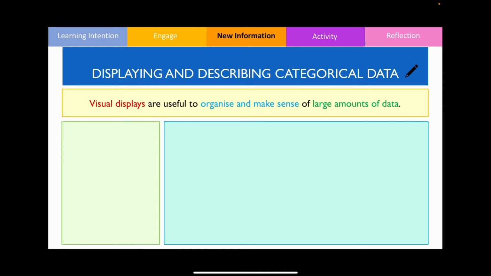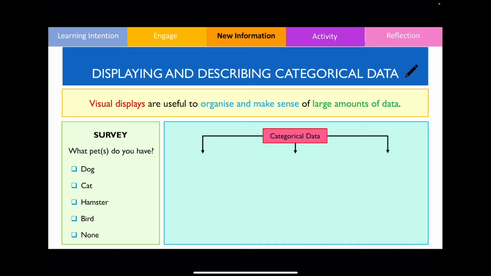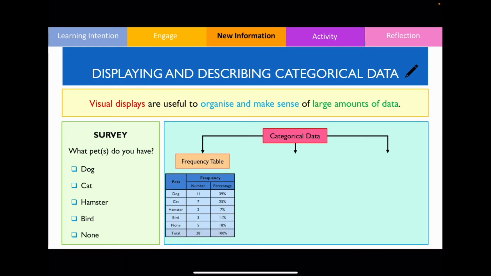For instance, if I was conducting a survey and asking all the students from our school what pets they have, I could collate these categorical data and display them in a visual way that helps me make sense of the data. One of the ways that I could visually display my categorical data is by inputting them into a frequency table, so something like this.